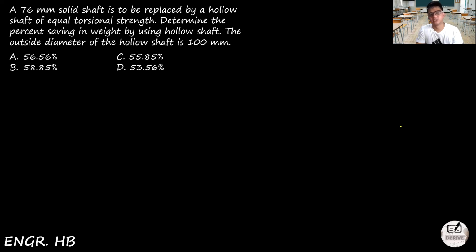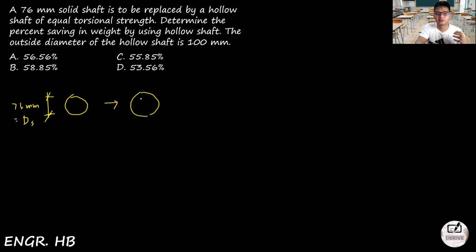A 76 millimeter solid shaft is to be replaced by a hollow shaft of equal torsional strength. Determine the percent saving in weight by using the hollow shaft. The outside diameter of the hollow shaft is 100 millimeter. So here's the scenario. We have a 76 millimeter solid shaft. Let's say it's a solid shaft, a circle, with a diameter of 76 mm, which is ds, or solid diameter, to be replaced by a hollow shaft.